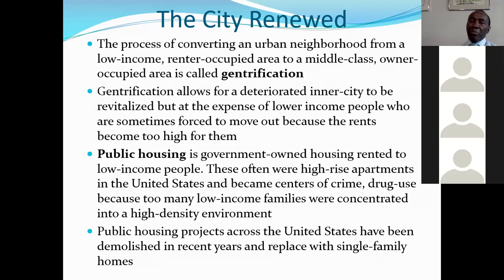That is, you upgrade them, you renovate those buildings, and it becomes expensive. So you displace the very low income people, but the place is beautified and the middle income people can go to that area and live there.